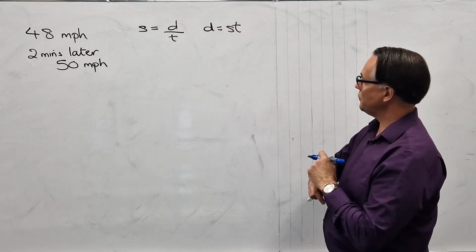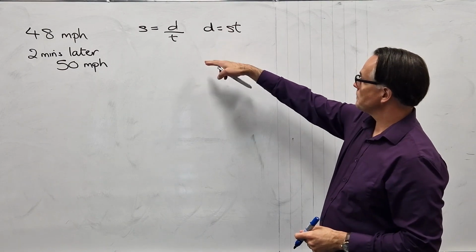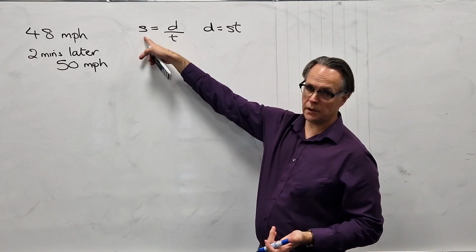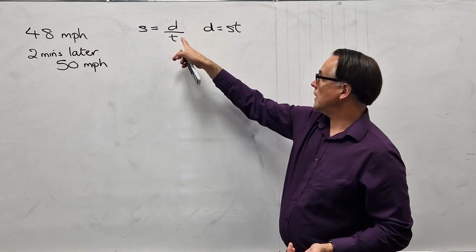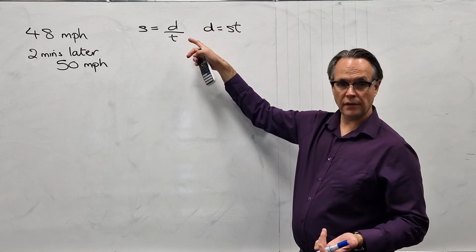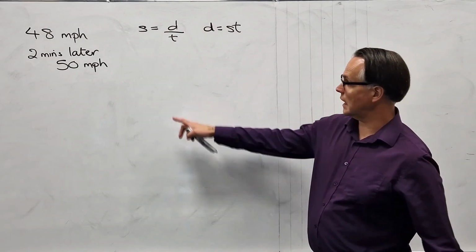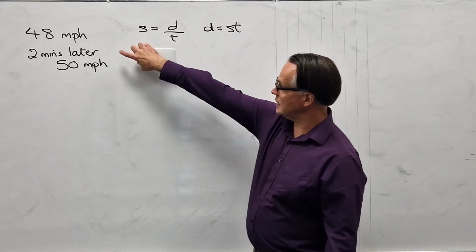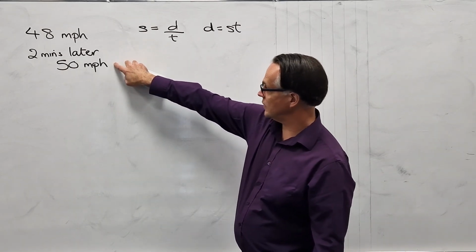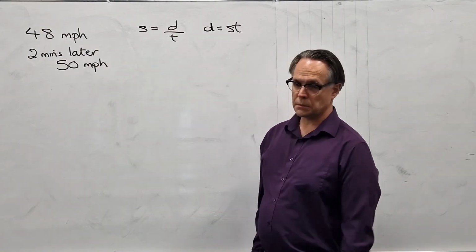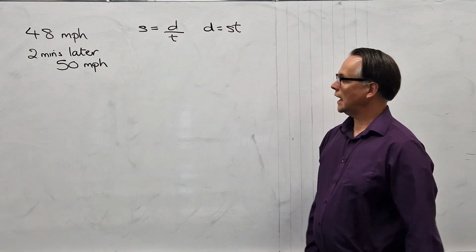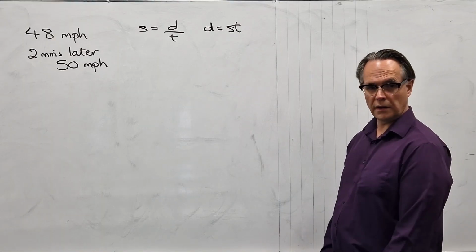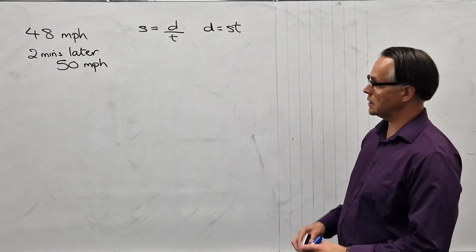But if we're going to use this formula, if the speed, let's say, is in miles per hour, then this needs to be in miles and this needs to be in hours. And it isn't. This is in minutes. So we could convert this into hours, or I could convert that into miles per minute. I think what I'm going to do is that one. I'm going to convert speeds into miles per minute.